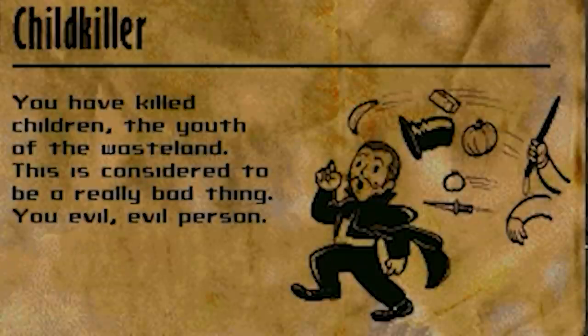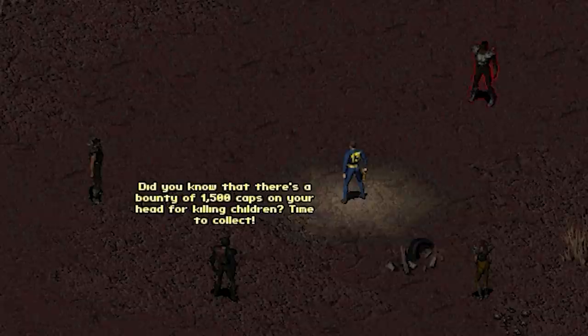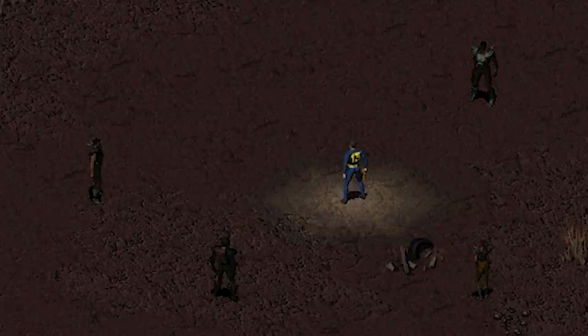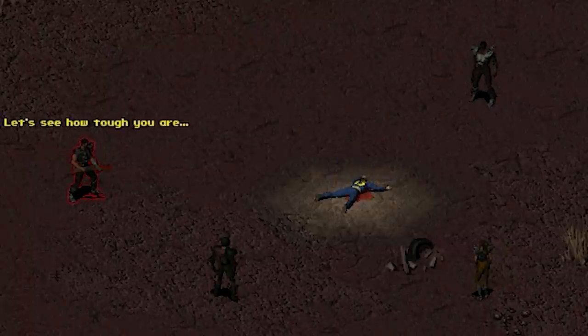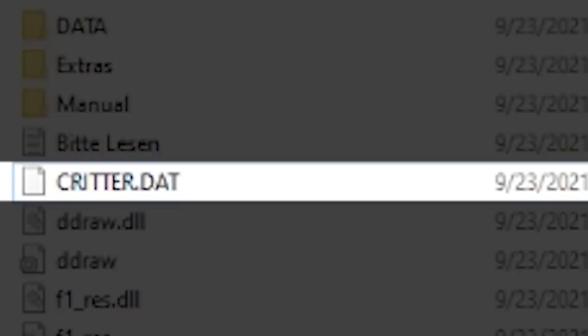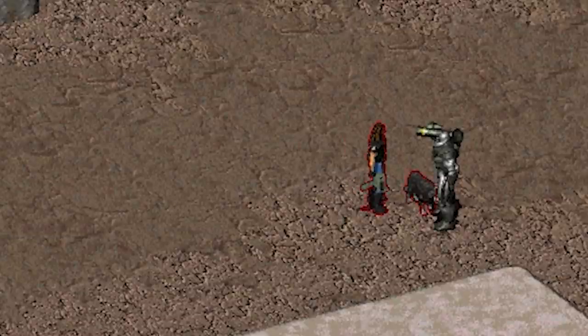As a result, the Child Killer perk became impossible to obtain, and the random bounty hunter encounter, which is triggered by killing children, also became inaccessible. Or at least you'd think that. Except children weren't cut out entirely, and whoever handled the localization just deleted their sprites from one of the game files. I'm guessing this was the quickest and most cost-efficient method of ensuring the game's release in these regions.